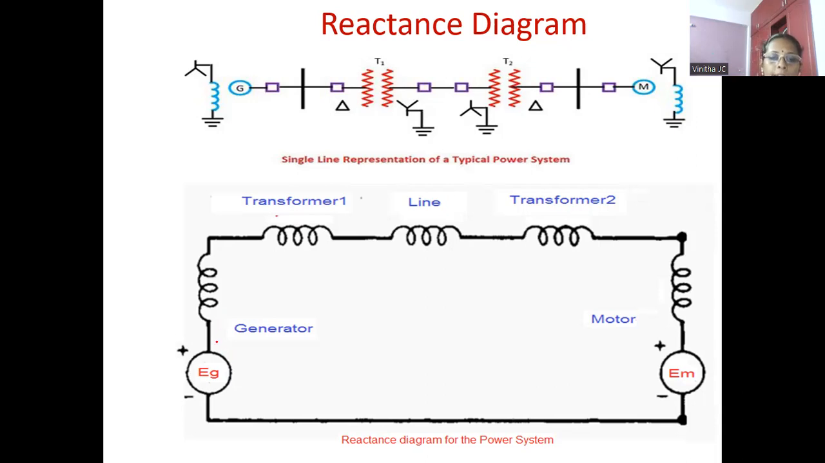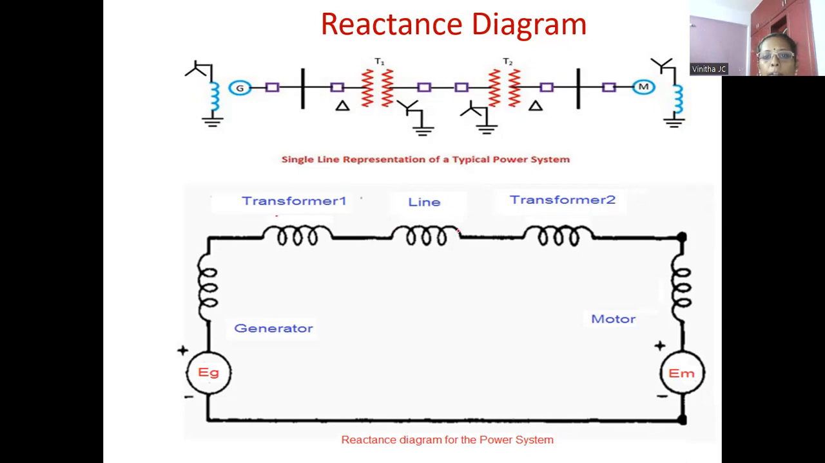First step, we need to neglect all the resistances. So for all the components, all the resistances have been neglected. The generator is represented by its source and its reactance value. Similarly for a transformer, the resistance is neglected and the transformer will have only the reactance value. Similarly, the transmission line also has only the reactance and there is no resistance, as well as there is no capacitances in the circuit, and the static loads in both the circuits are neglected.